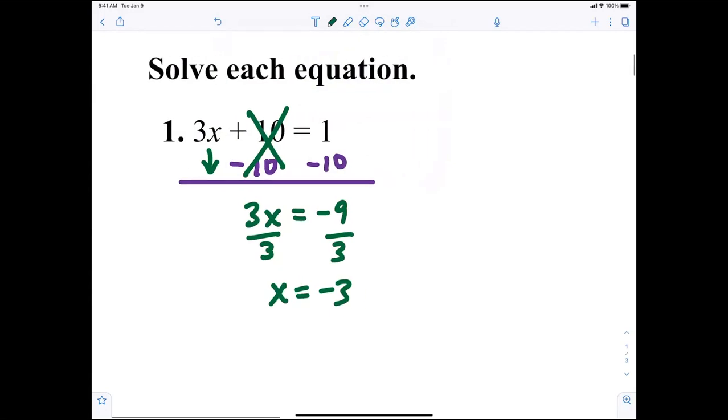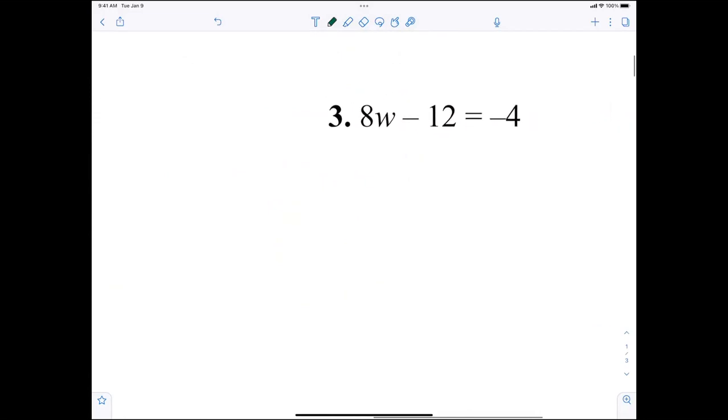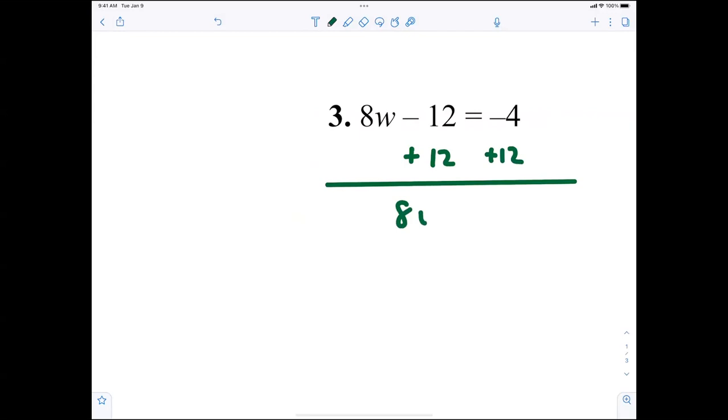So let's check out number 3. Okay. So now what do I need to get rid of first? The multiplication, or no, the -12. Yeah. The -12. How do I get rid of the -12? You just put plus 12 down, plus 12. And now we have 8w is equal to what? 8. And then how do we get rid of multiplication? Division. So w equals what? 1.